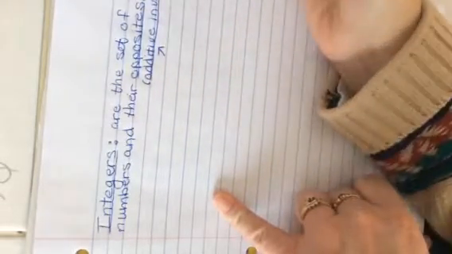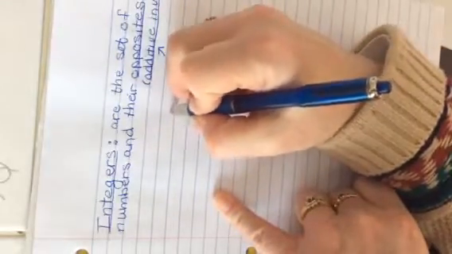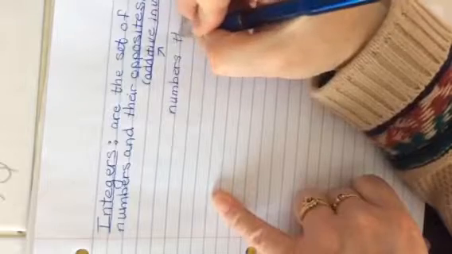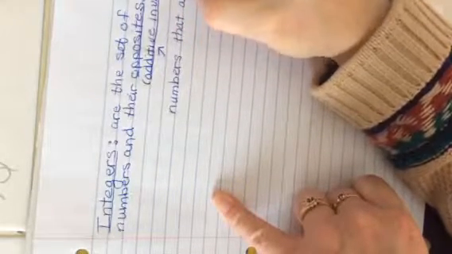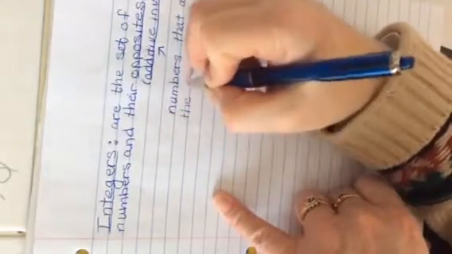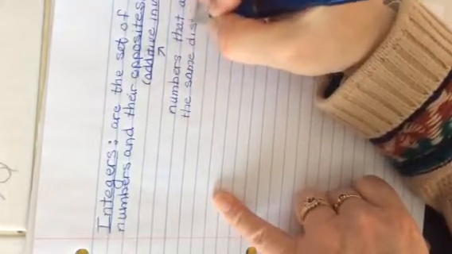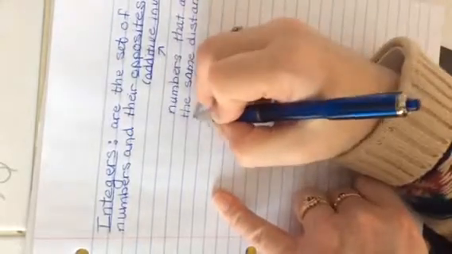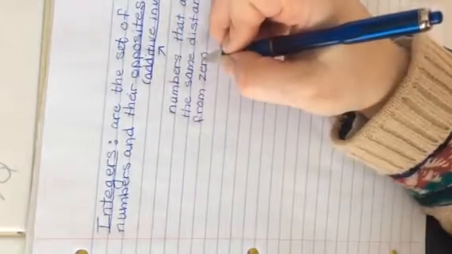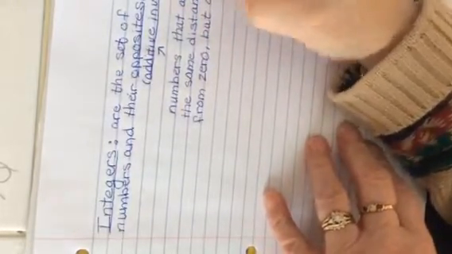Now we're going to write a definition for opposites and additive inverses right away here. They are numbers that are the same distance from 0 but on opposite sides on a number line.